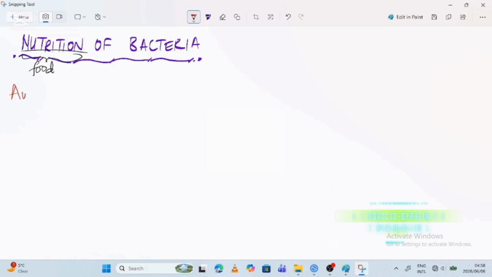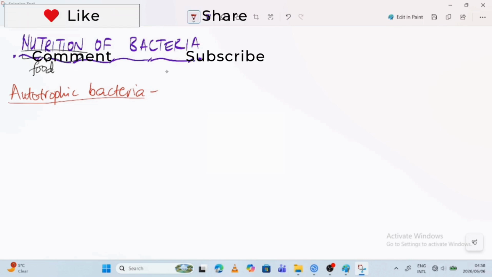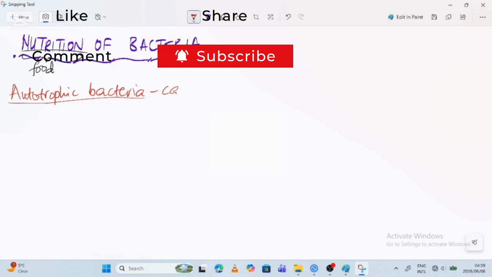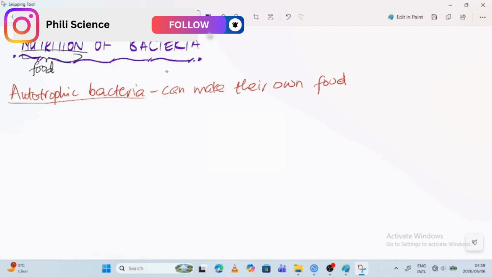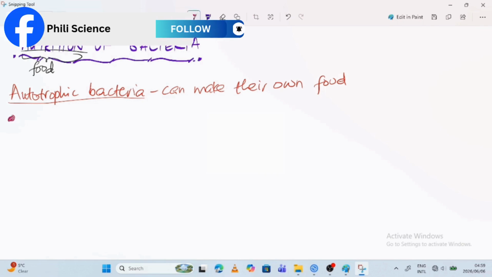right? So we have autotrophic bacteria. So autotrophic bacteria, these are bacteria that can make their own food. They don't necessarily have to go anywhere, so they can generate their own food, right? So now, how do they do that? So the first one is photosynthetic.